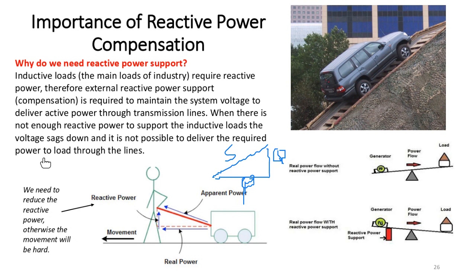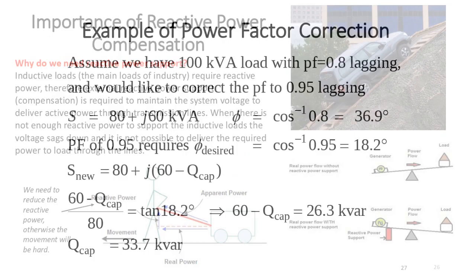For example, 0.95 per unit, 95%, and so on, or 100%, which is optimal, of course. So we want all our voltages to be 100%. What do we mean by 100%? 132 kilovolt. So we want all buses to be 132 kilovolt.